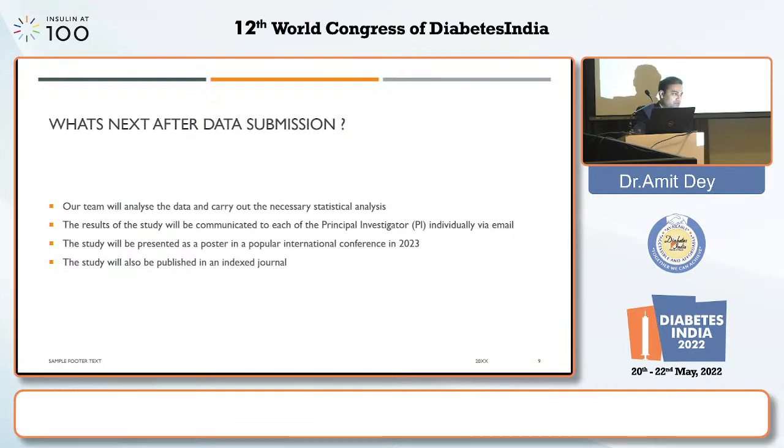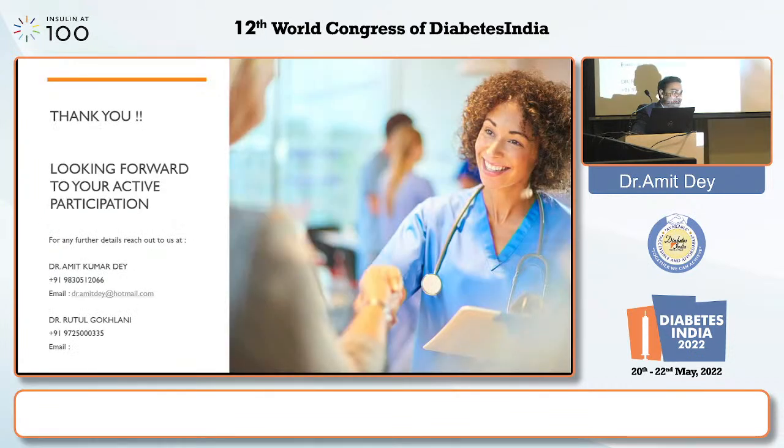And of course, we will target presenting this study as a poster in a popular international conference in 2023, because we are looking at a 6-month study from, say, June to December. You take another 3 months to analyze the data and get the posters ready, and then we can present somewhere in mid-2023. And the study will also be published in an indexed journal thereafter. So this is the D-Genius project 2022-2023. We look forward to your participation, and feel free to get back to us and register your interest.